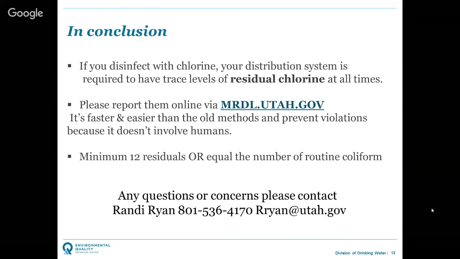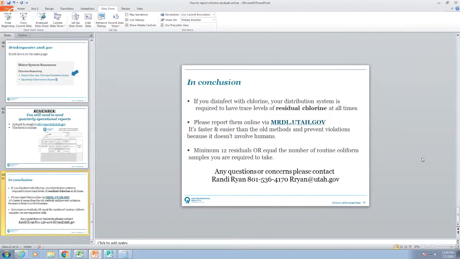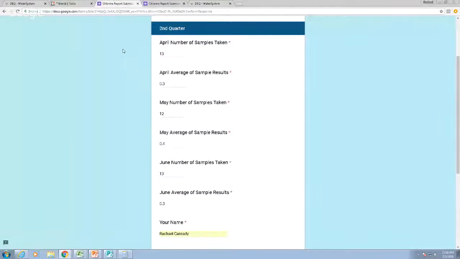Fair enough. You have to have a minimum of 3 per week, or equal the number of total routine coliform samples that you're required to take. So contact Randy if you have any questions. She is at 801-536-4170 or rryan@utah.gov. And I'm just going to show you that online form really quick.